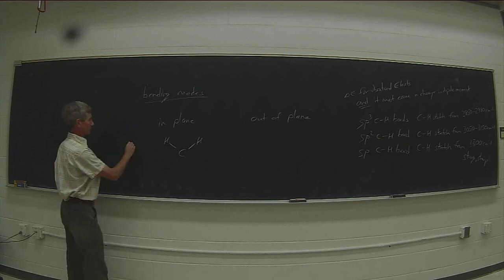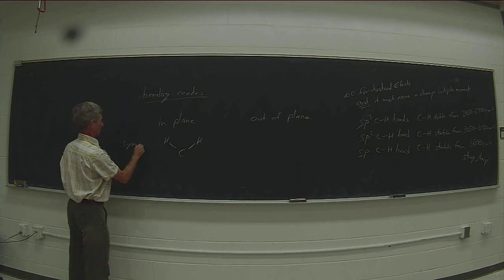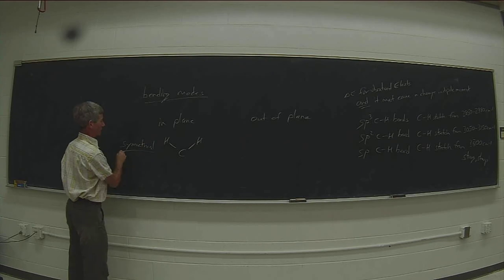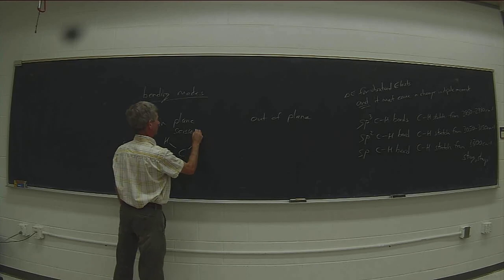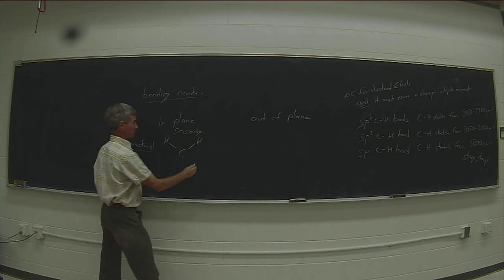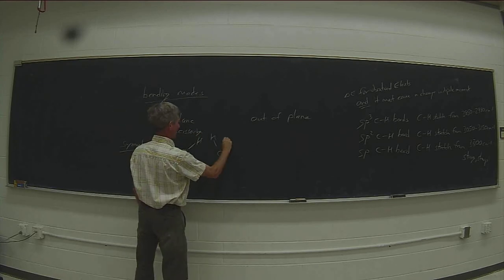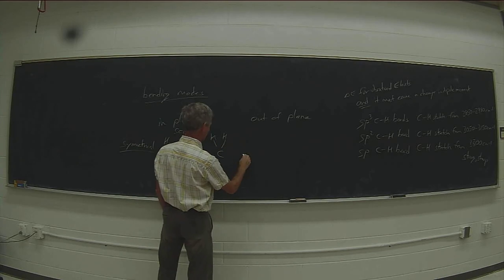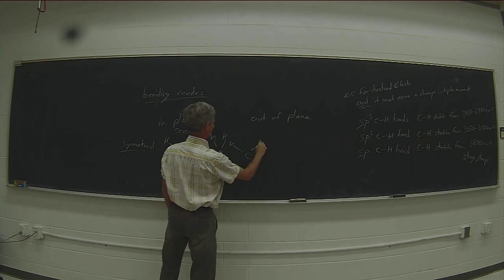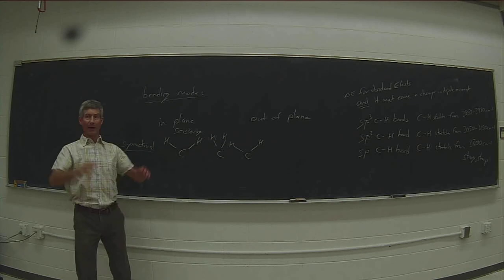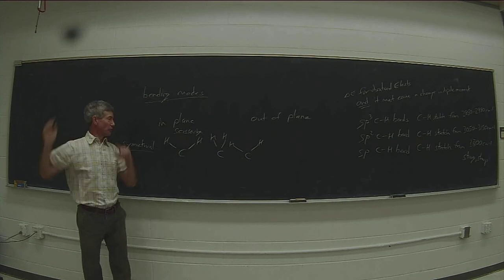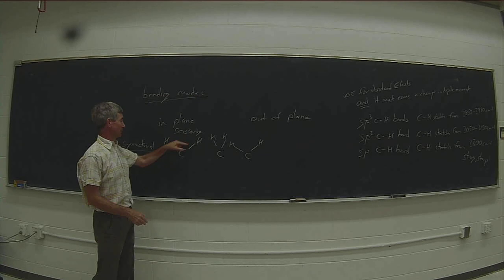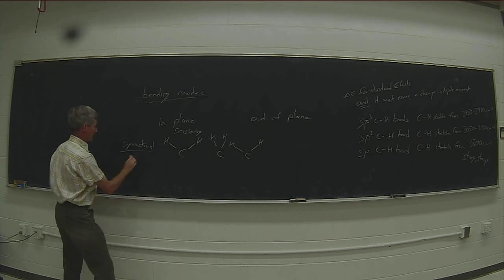An in-plane symmetrical bending mode, which is called scissoring: we'll take the two hydrogens and expand and contract them. Right? So we'll change that bond angle like this. That's a scissoring mode, where the hydrogens are moving in the plane containing the two hydrogens and the carbon.